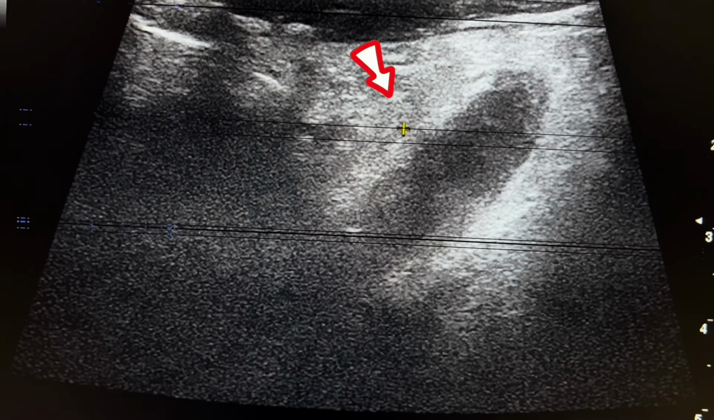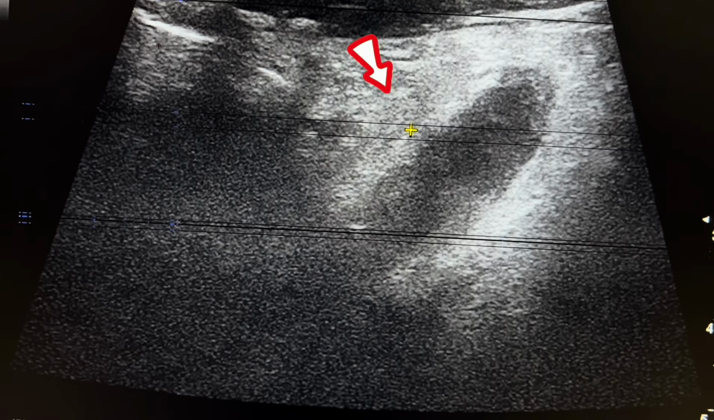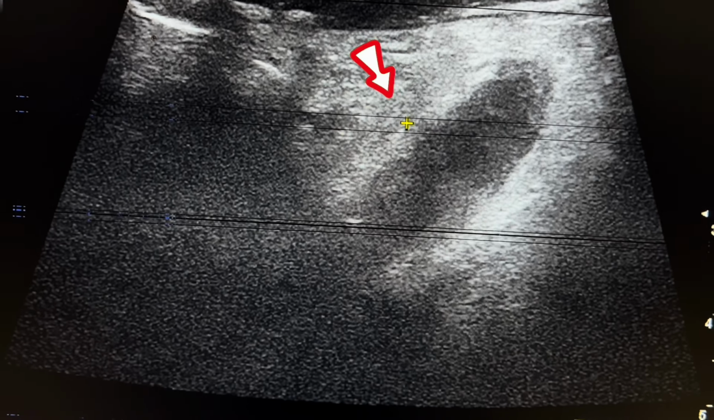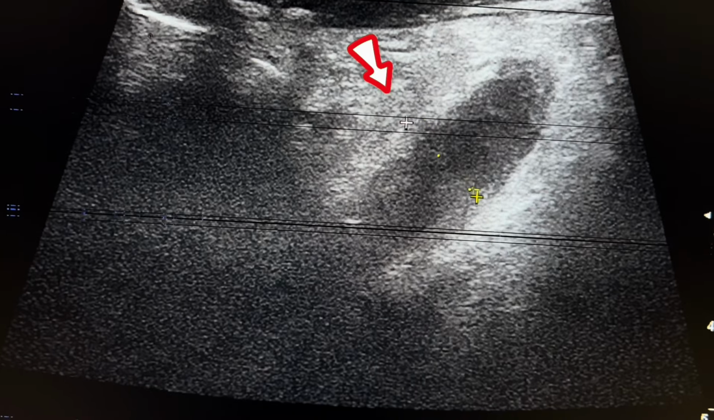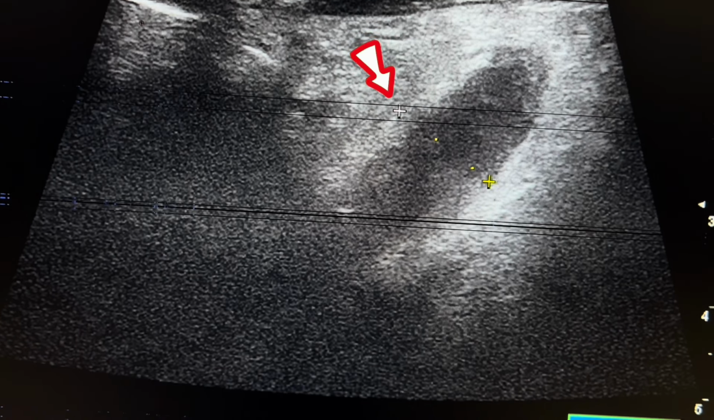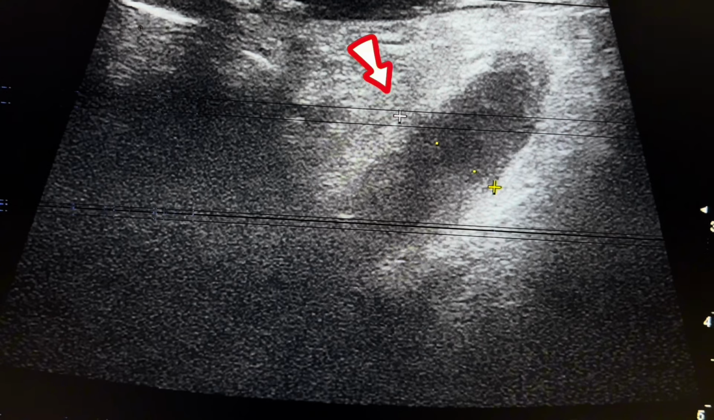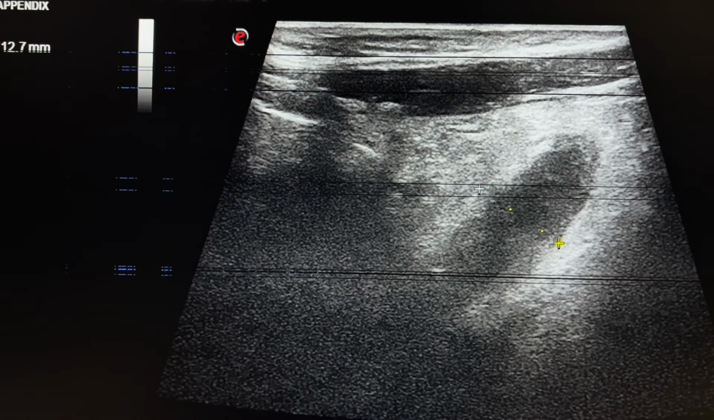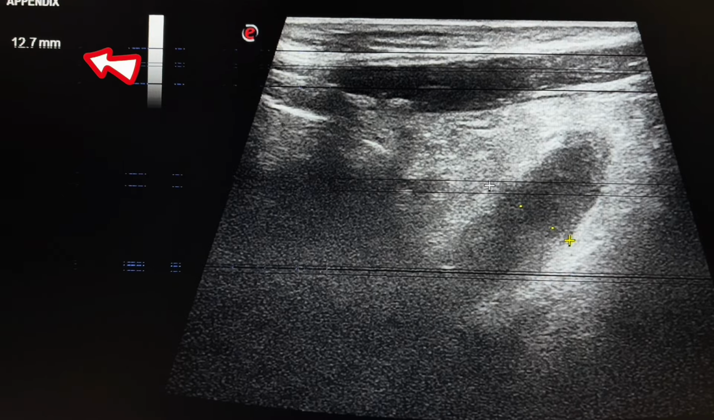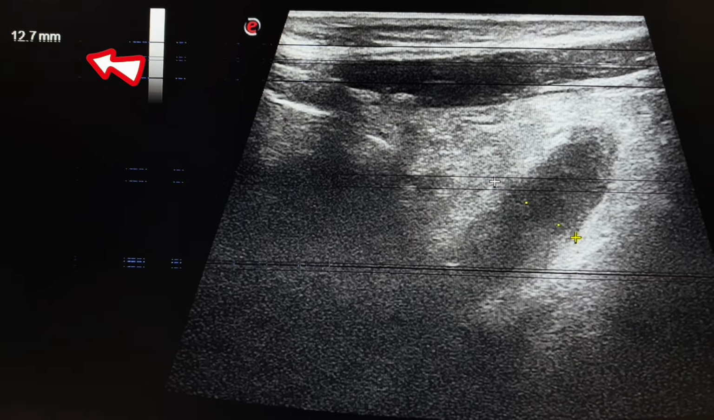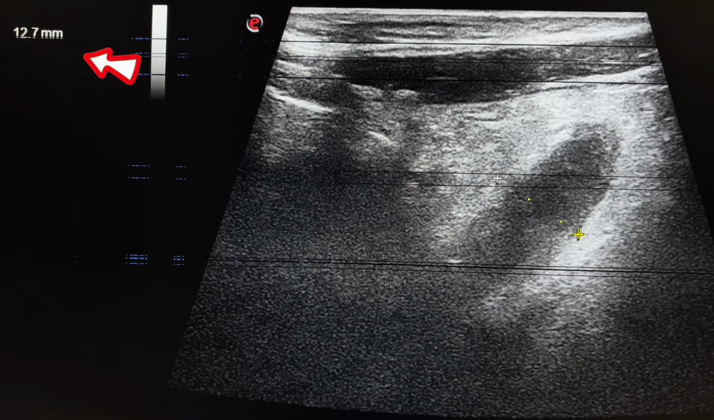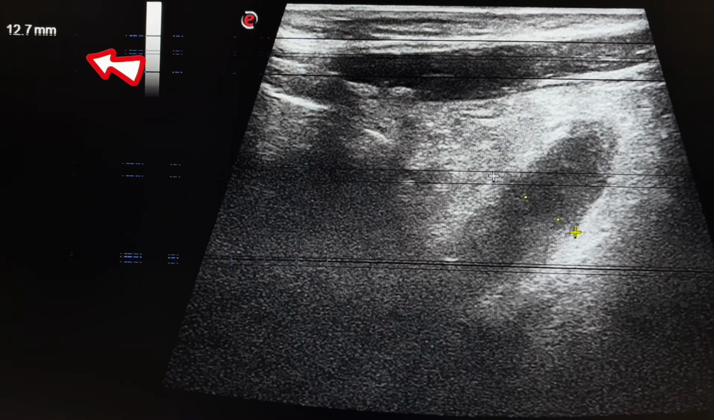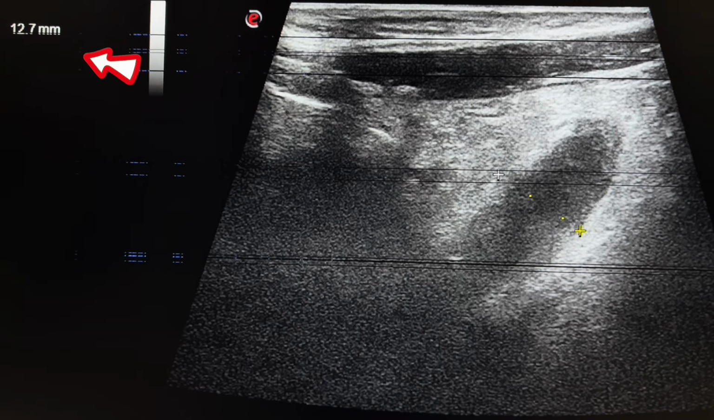Now we will measure the anterior-posterior diameter of the appendix. The anterior-posterior diameter of the appendix is 12.7 millimeters, and the normal size of the appendix is up to 6 millimeters. Now we will write the report.